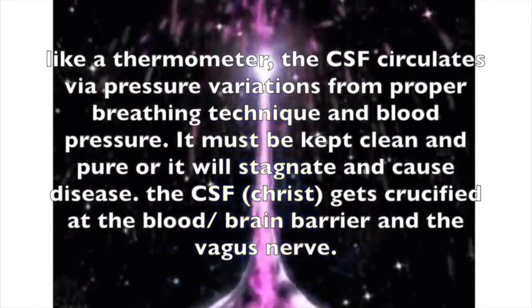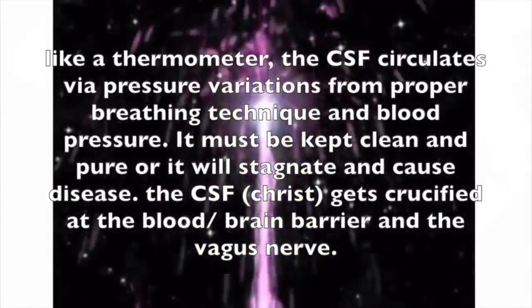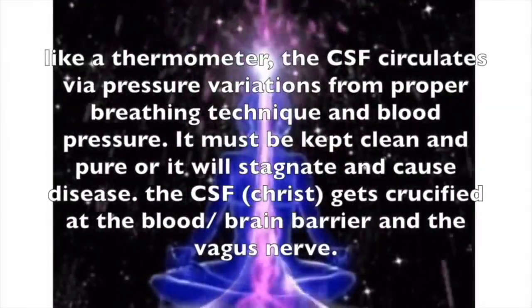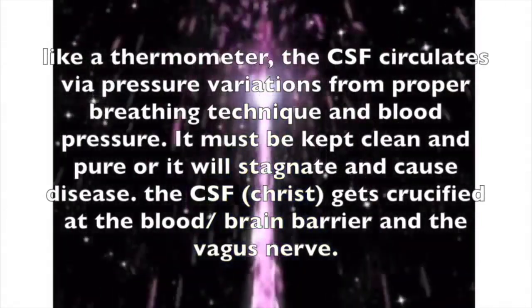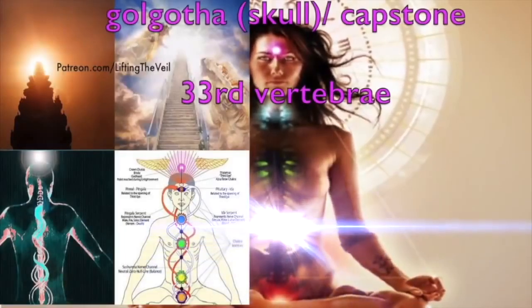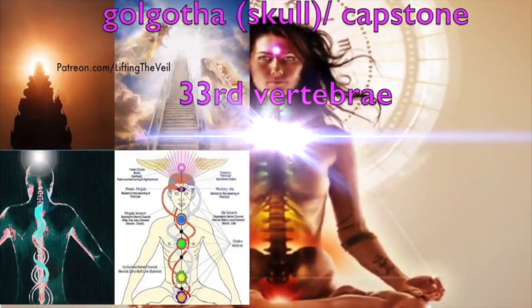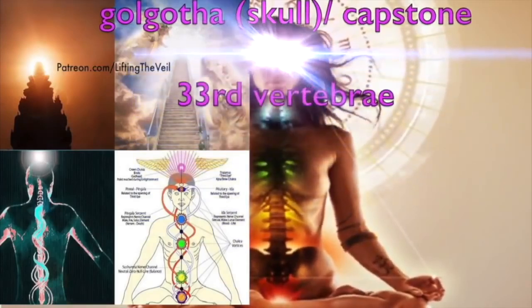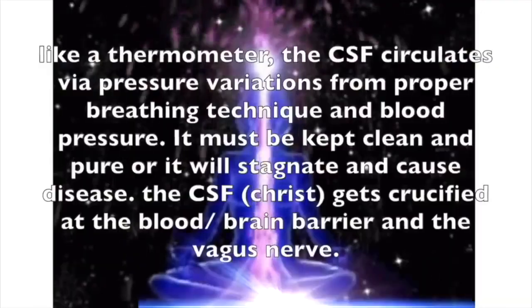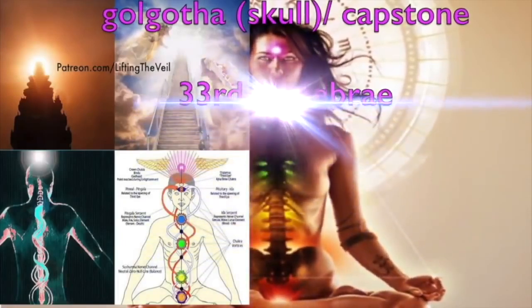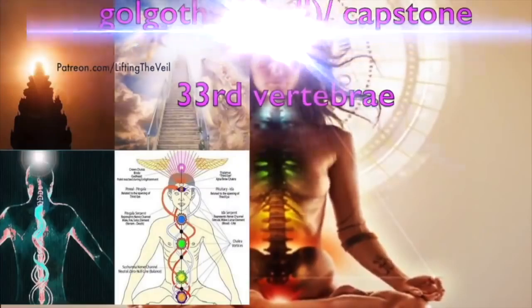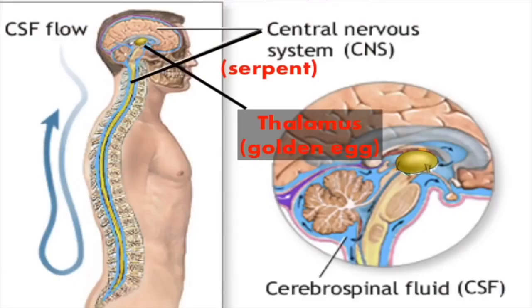Like a thermometer, the cerebrospinal fluid circulates via pressure variations from proper breathing technique and blood pressure. It must be kept clean or pure, or it will stagnate and cause disease. The cerebrospinal fluid, the Christ, gets crucified at the blood-brain barrier and the vagus nerve, the 33rd vertebrae. The Christ, the CSF, is produced and born in the fornix.